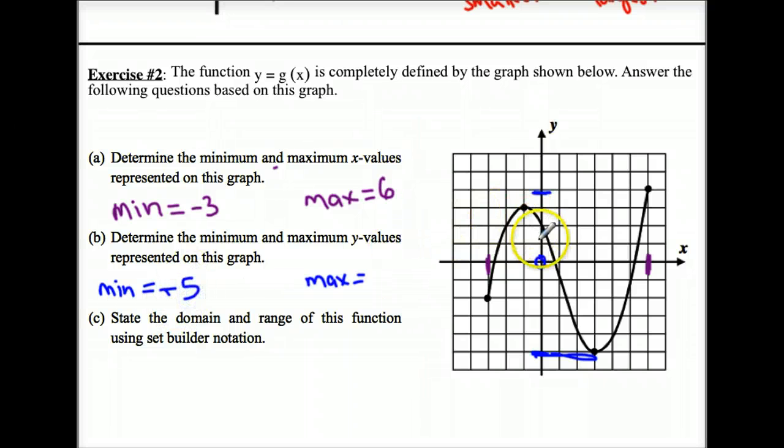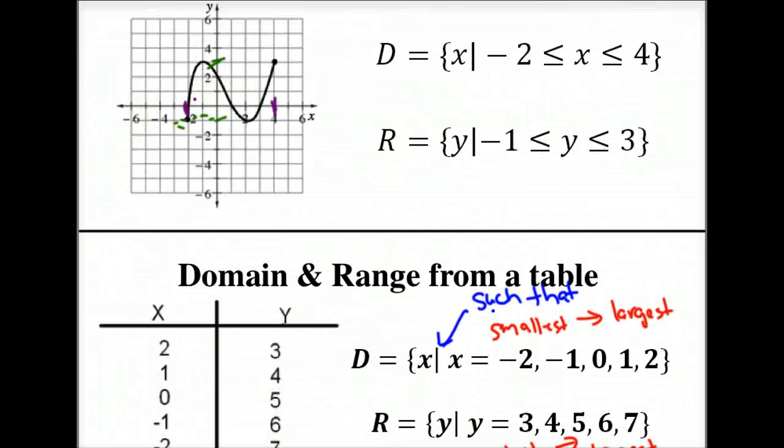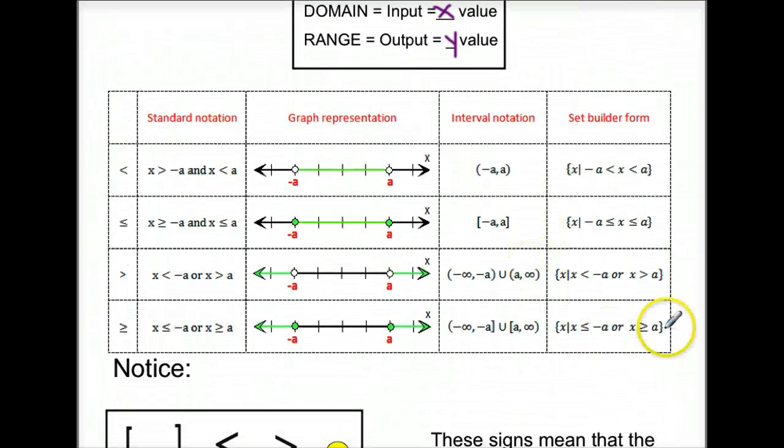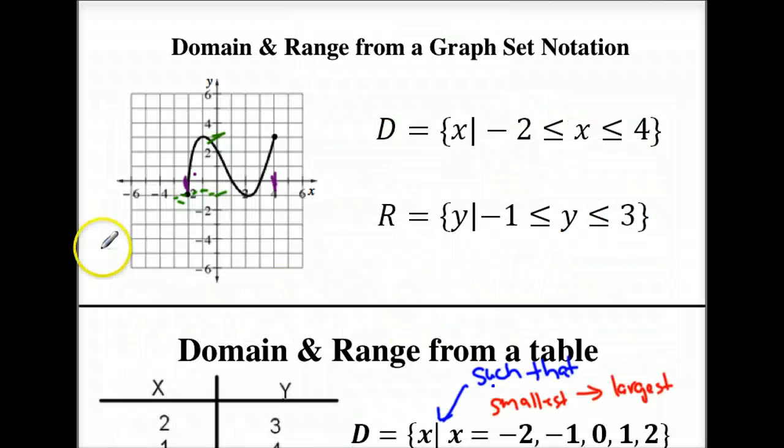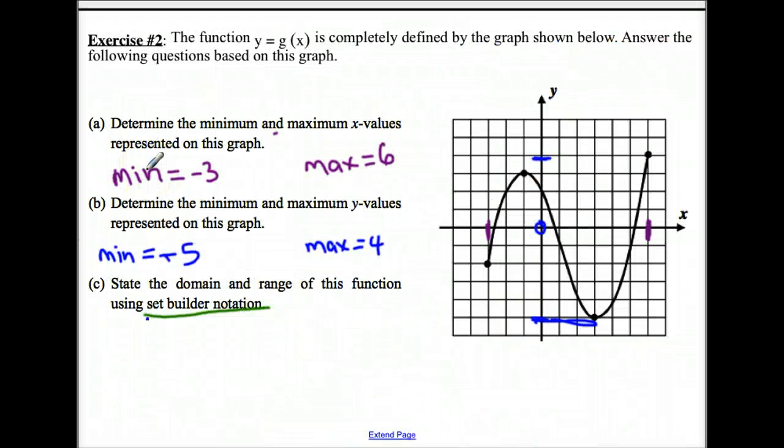And then my max is at 1, 2, 3, 4. State the domain and range of this function using set builder notation. So I want to use set builder. So what I'm going to do is go back, and set builder means that it is x such that it's between these two numbers.